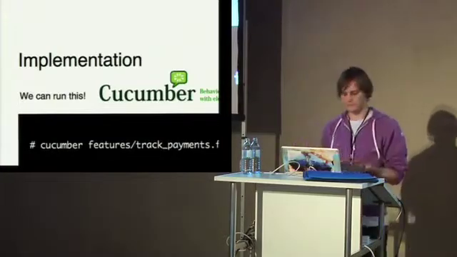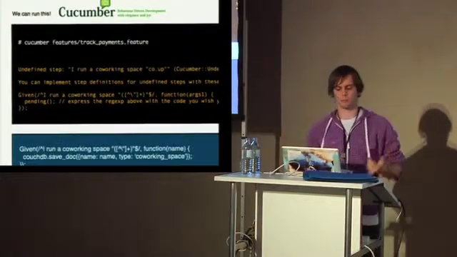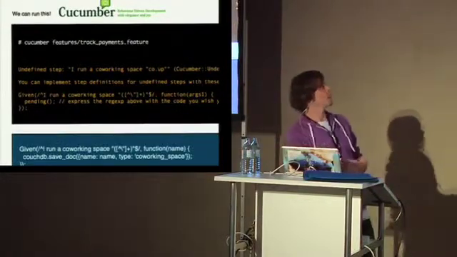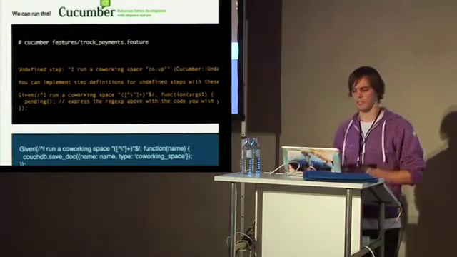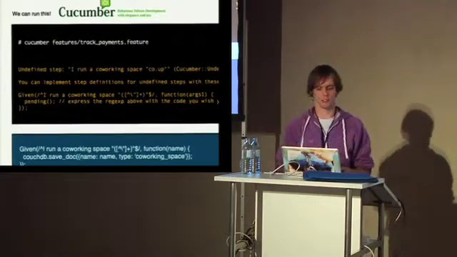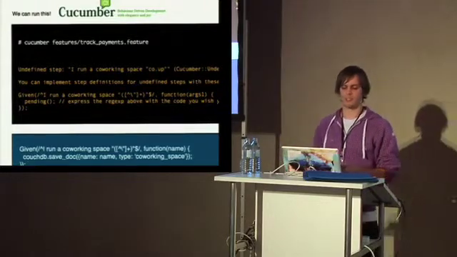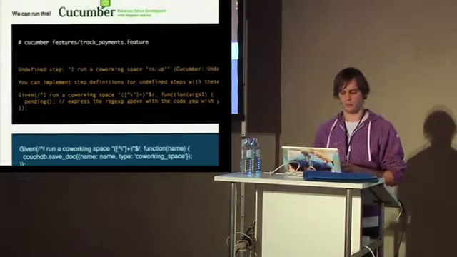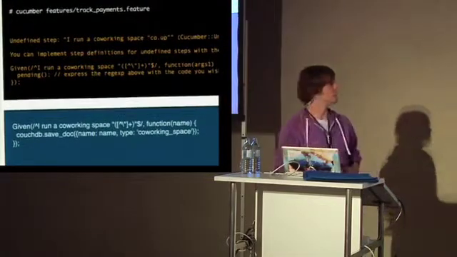So Cucumber, you can see it here already. The black thing is supposed to be a shell. I've typed in cucumber, and then this features/track payments feature. That's the file I put my description in. And when I run this, it's going to tell me, oh, undefined step. And it gives me this example down there, which I can paste into my editor right here.